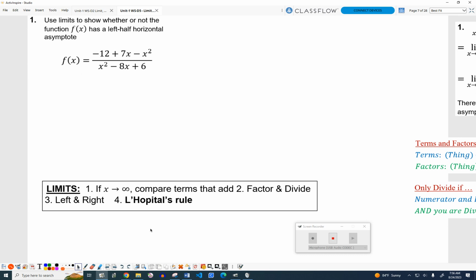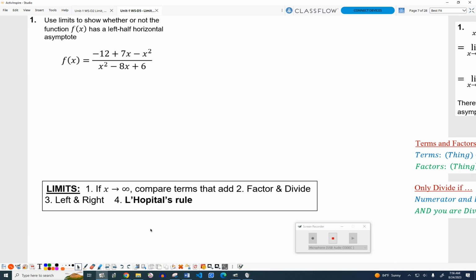So, okay, we're on to the next packet, some pink. Moving on. All right. So we'll just work on number one here. It says use limits to show whether or not the function has a left half horizontal asymptote. Some new words there. You've heard them in previous classes. Probably not the thing left half.